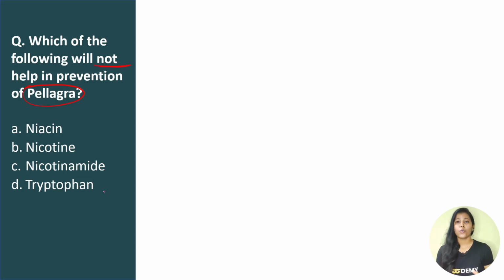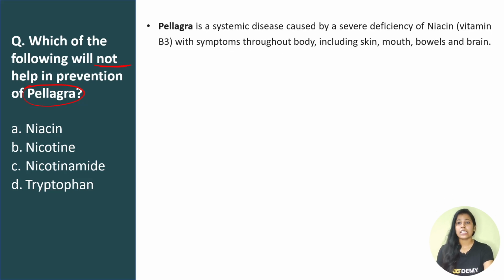To answer this, we should know what will help in prevention of pellagra, and to get that also, we should know what pellagra is and how it is caused, what deficiency disorder it is, right? So let's discuss pellagra before answering the question. So pellagra is basically a systemic disorder or a disease caused by a severe deficiency of niacin. Systemic disease means it affects the whole body, and this is caused by deficiency of which vitamin? Vitamin B3, that is niacin. So vitamin B3 is called niacin, and if there is a deficiency of niacin in your body, it may cause pellagra, right?